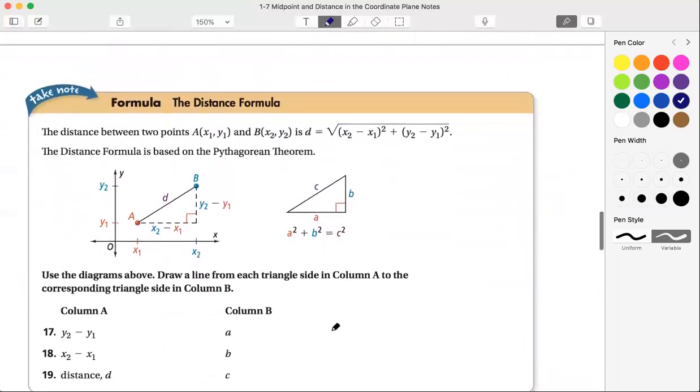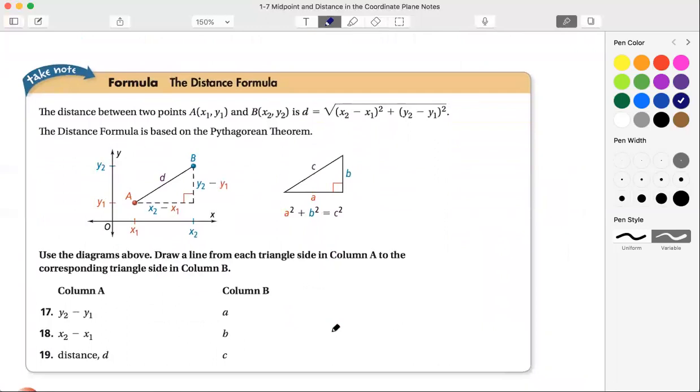All right, how to use the distance formula now. So here is the distance formula, and it's actually derived from the Pythagorean theorem. You need to know this formula. You need to memorize it.